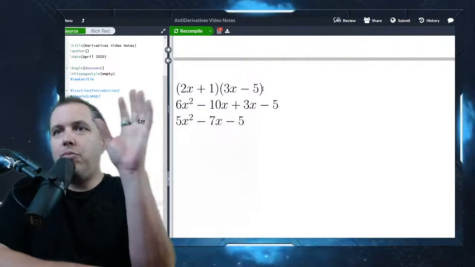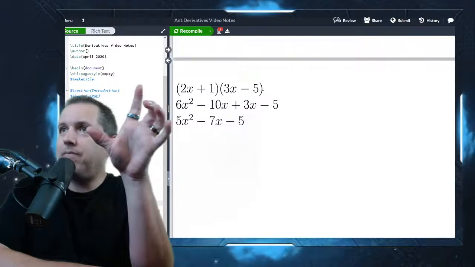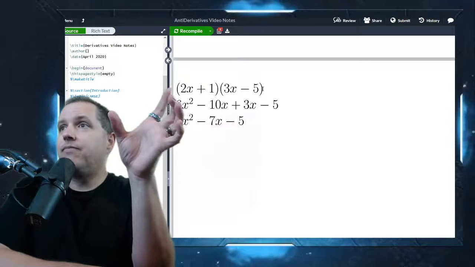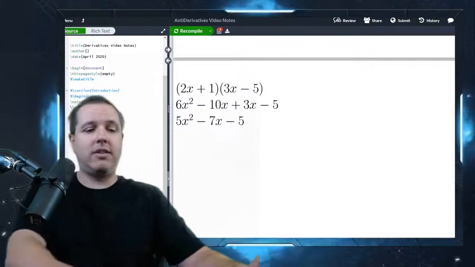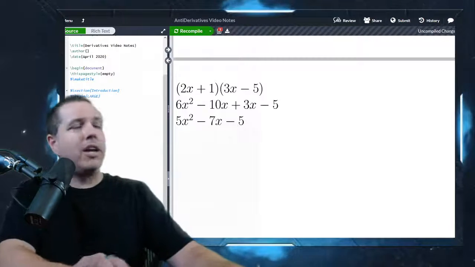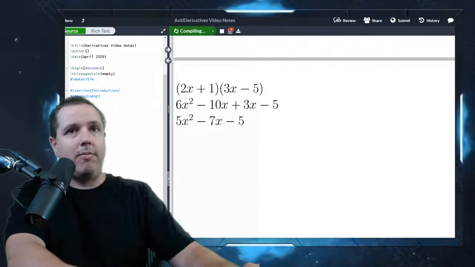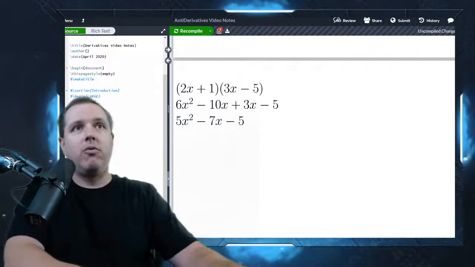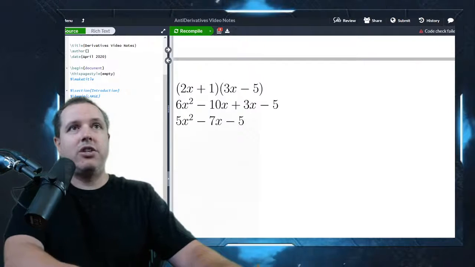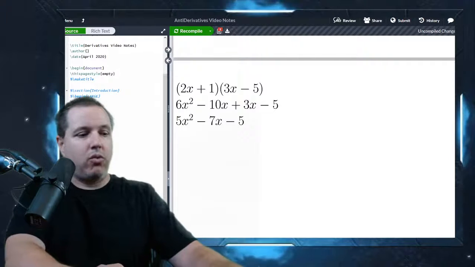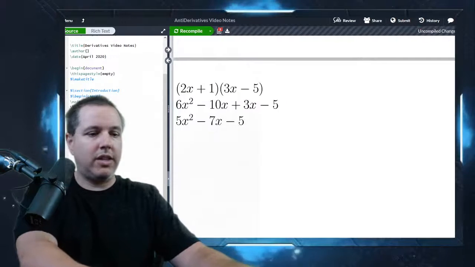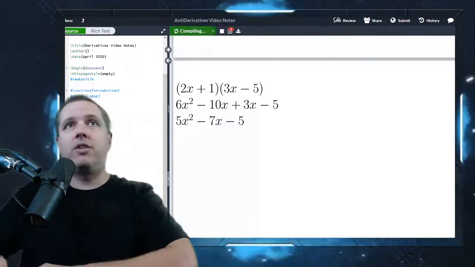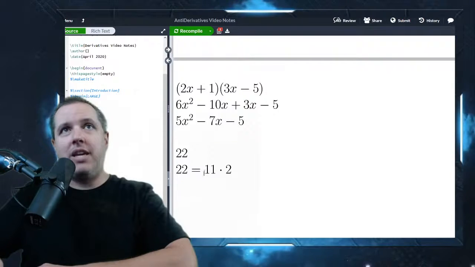Remember in your pre-algebra when you broke things down as a product of prime numbers? That's really what we're doing here. We're breaking these down as a product. This was a pre-algebra exercise. Let's say the number 22. You want to break this down into its prime factorization. Then what would you do? You would say, okay, well, 22 equals 11 times 2. So you're taking one thing and you're breaking it down as a product.